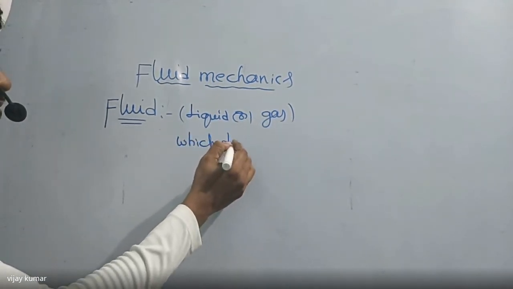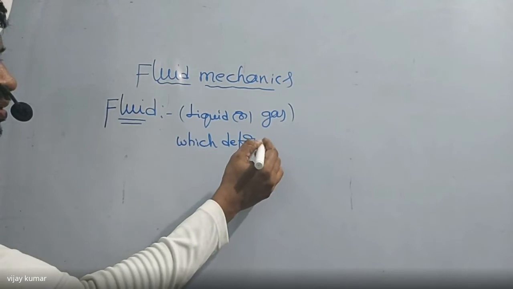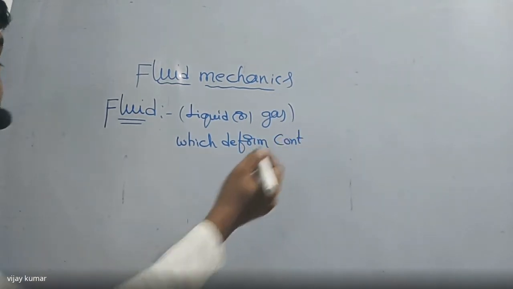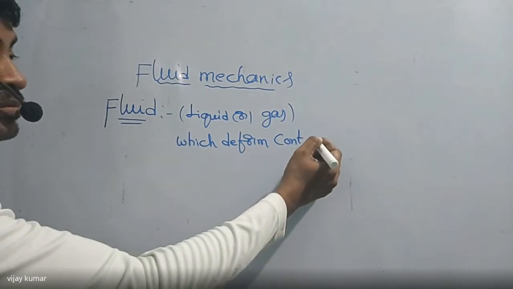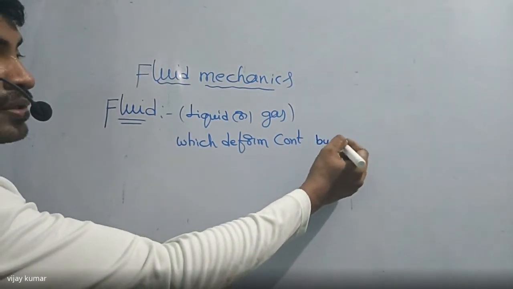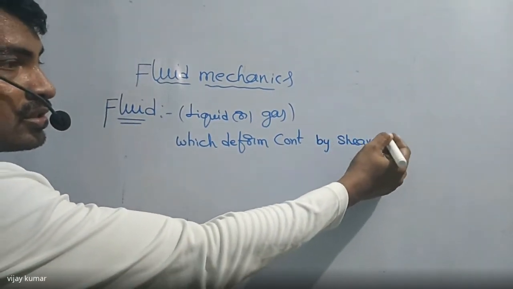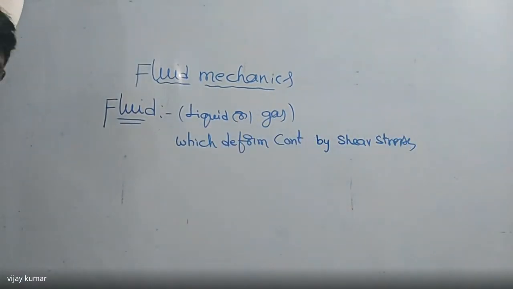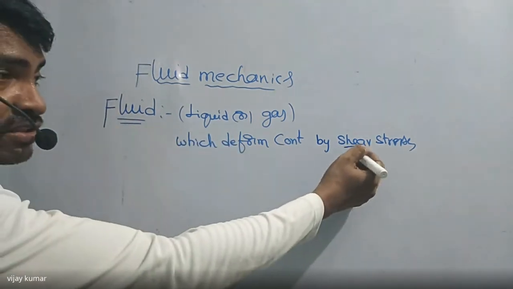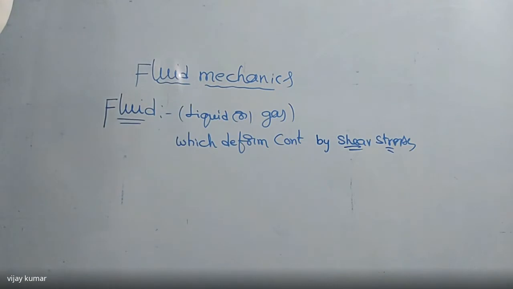continuously by shear stresses. Fluid is a substance which deforms continuously by shear stresses which are present in the fluid. Which are present in the fluid. I will give the explanation of what the shear stresses in a fluid are.